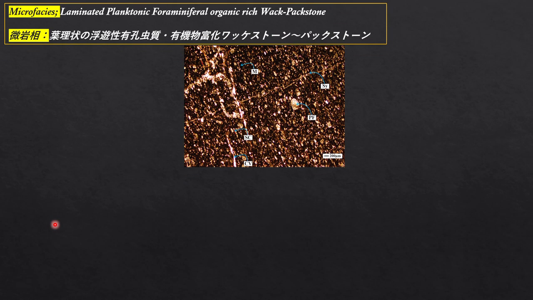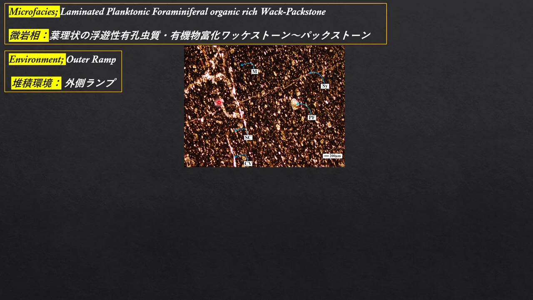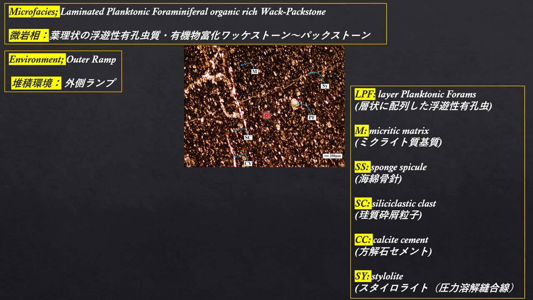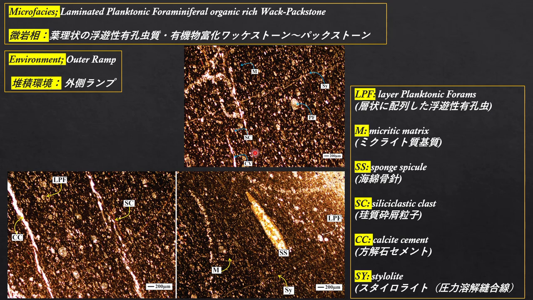So firstly, the thin section which we study is the laminated planktonic foraminifera, organic rich wackestone to packstone. So you can see the laminated planktonic foraminifera, and it is organic rich, with wackestone to packstone meaning sometimes it's wackestone and sometimes it's packstone. So the outer rim is deposition because there is a lot of laminated planktonic foraminifera and it is organic rich.